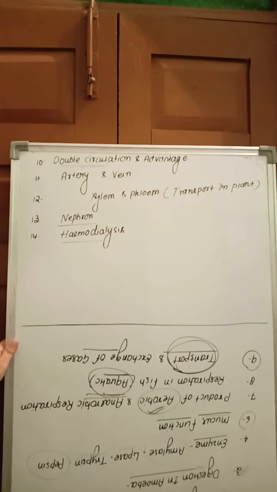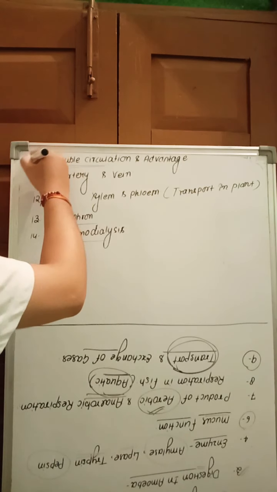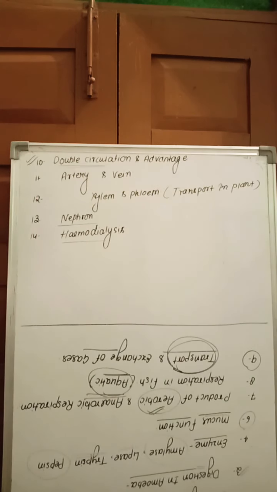It is a very efficient process to provide continuous oxygenated blood and oxygen to the cells and tissues to generate more energy. So that is double circulation. Next, artery and vein. What is their difference? So, artery and vein.